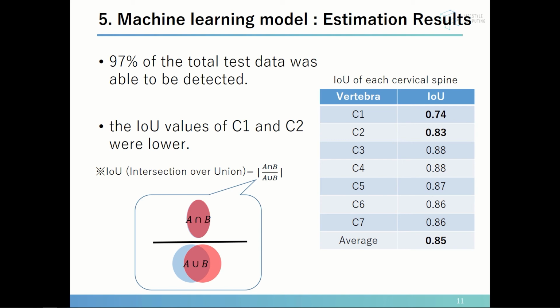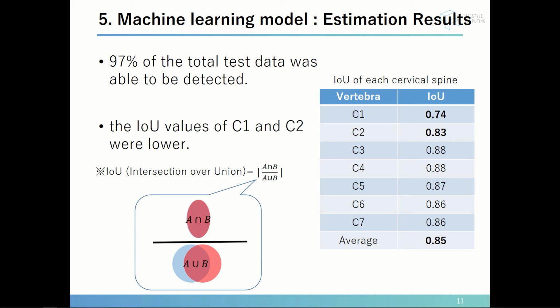We performed the estimation on the 46 images of the test data. Out of a total of 322 cervical vertebrae in these 46 images, 313 were successfully estimated. This means that 97% of the test data was able to be detected.